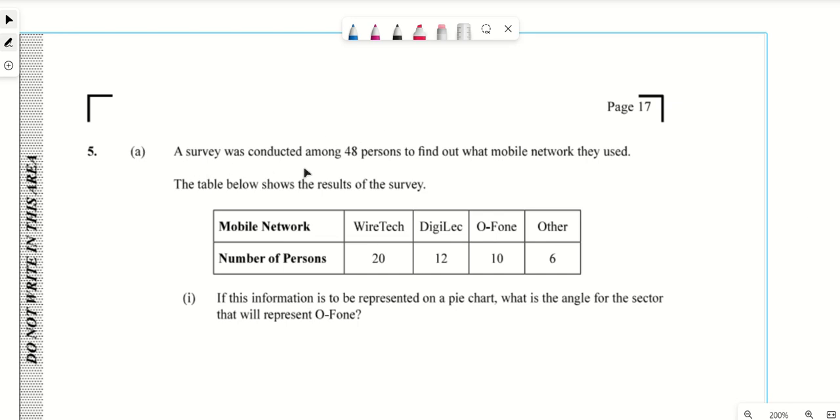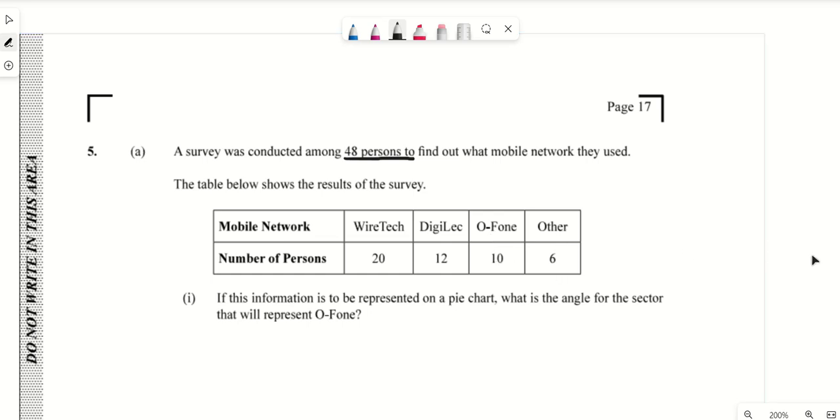A survey was conducted among 48 persons. So we're going to underline 48, right? So we know 48 is our total. To find out what mobile network they use, the table below shows the survey. So Wiretech is 20, Digilec is 12, Ophones is 10, other is 6.